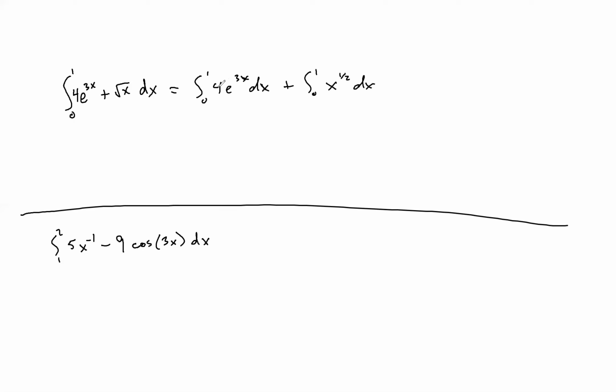Also, this 4, if you like, you can bring that outside of this integral. And I'll mention here in this very first step, it wouldn't have been correct for me to factor the 4 out right here because the 4 was only attached to e to the 3x. It wasn't attached to the whole thing. But here, 4 is only attached to this e to the 3x, and so I've got 4 times this function. I can pull the 4 out of this first integral. So I've got 4 times the integral from 0 to 1 of e to the 3x plus the integral from 0 to 1 of x to the 1/2.